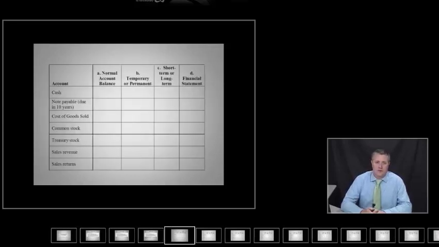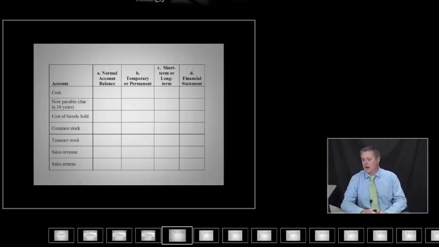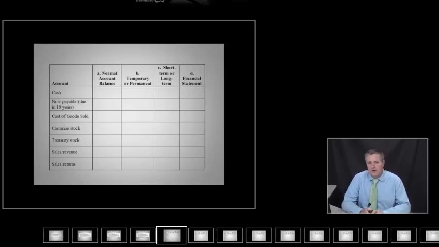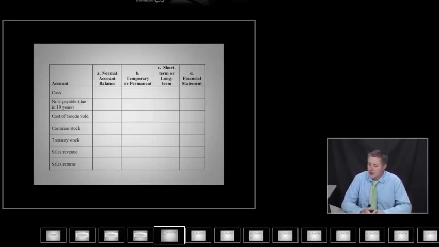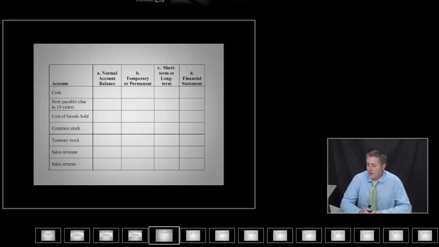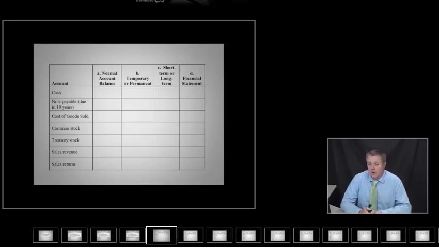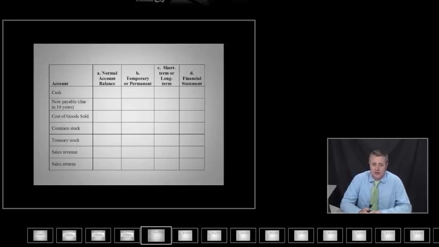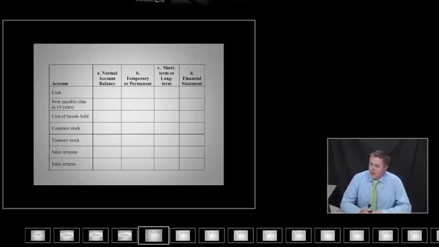Okay, so let's take a look at our first group of accounts. So we're asked, again, to provide the normal account balance, whether the account is considered a temporary or permanent account, if it is an asset or liability, whether it is short-term or long-term, and then finally, which financial statements the account generally is reported on.